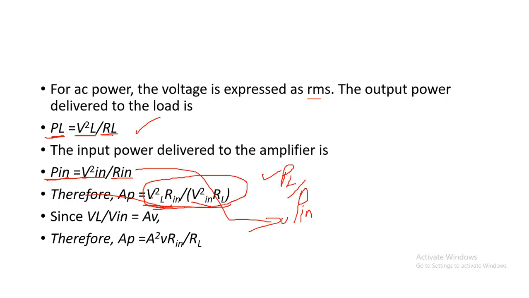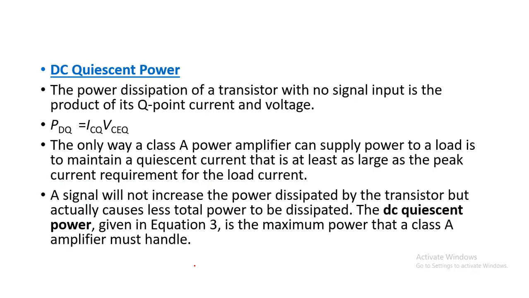Now you know that VL divided by Vin is nothing but the voltage gain. So you can say that the power gain is equal to the voltage gain squared multiplied by the ratio of the input resistance to the load resistance. This AP is your power gain, this AV is your voltage gain, this Rin is your input resistance, and this RL is your load resistance. So this is the overall formula for the power gain.